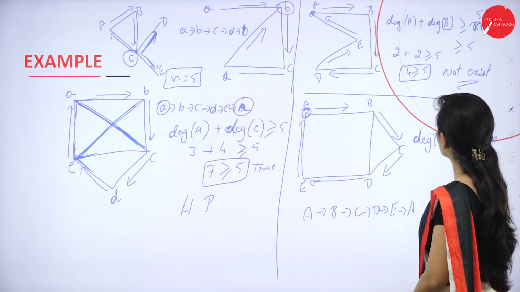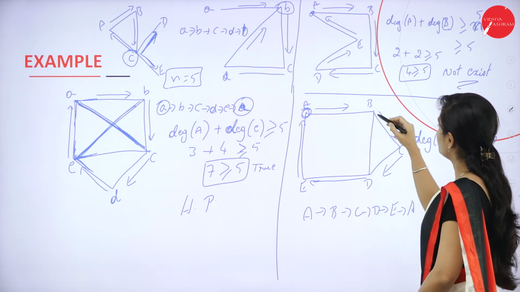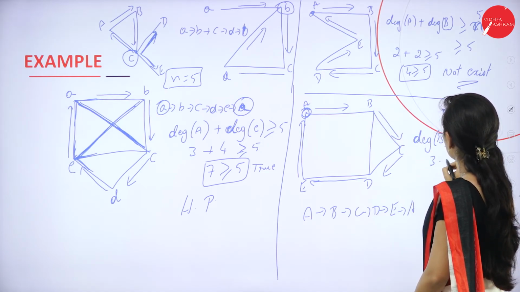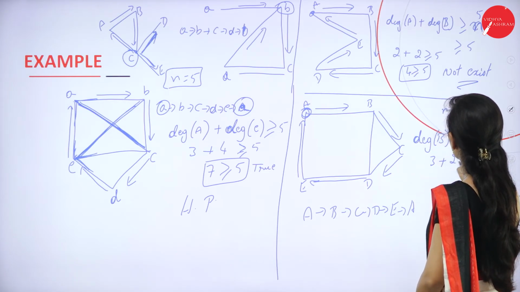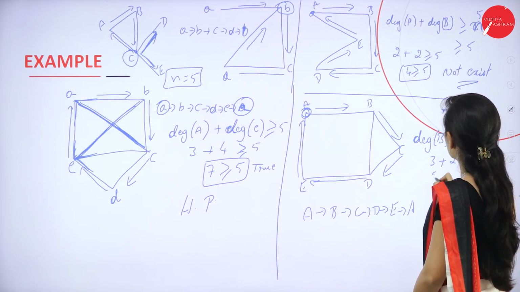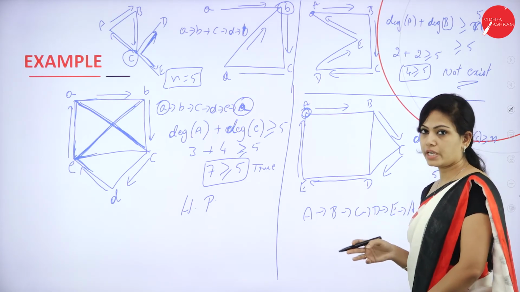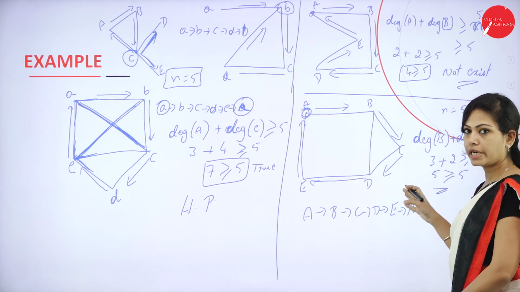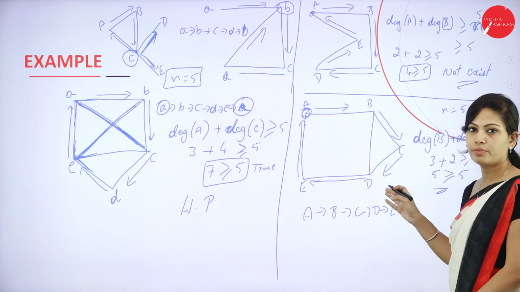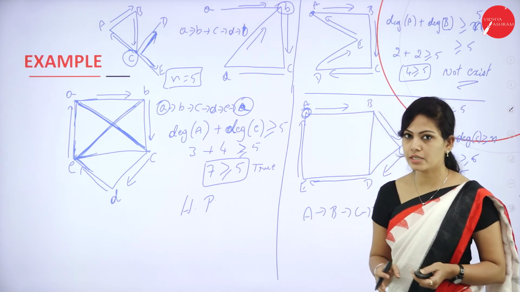So n equals 5. So degree of B is 1, 2, 3 plus degree of C is 1 and 2. So 5 is greater than or equal to 5. So it's satisfying the condition. So 5 is not greater than, but it is equal to 5. Clear? So these are the examples for length of Hamiltonian graph.